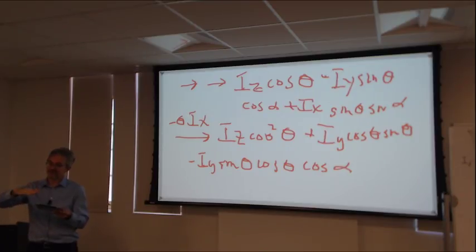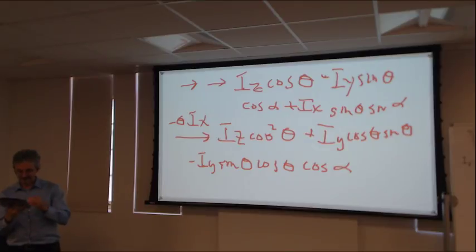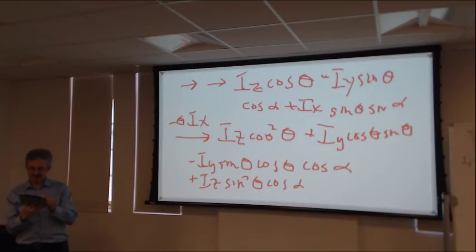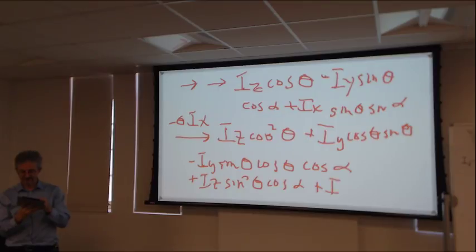We have magnetization of minus IY. My thumb is along X, it will rotate up to plus IZ. So then we'll have plus IZ sine squared theta cosine alpha. And then nothing happens to the IX magnetization. So I end up with plus IX sine theta sine alpha.